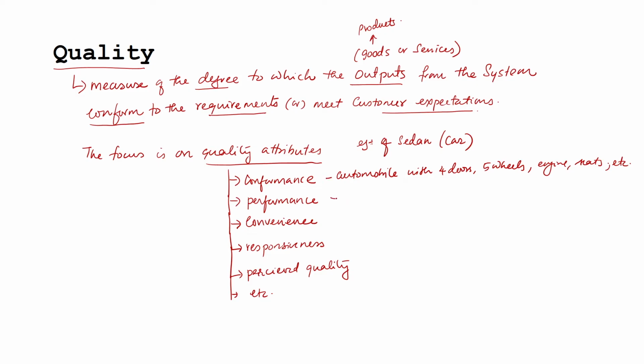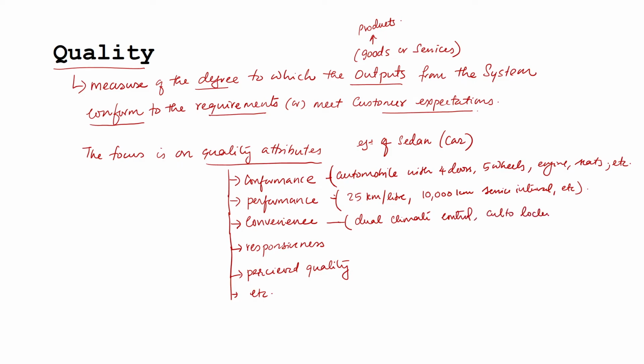Now comes the performance aspect of it. I am just going to use it as an example. Performance would be like 25 kilometer per liter of petrol, then it is also like 10,000 kilometer service interval, etc. These are some of the aspects of performance. Then comes convenience. Convenience is more like dual climate control, then auto locking, moon roof, etc. These are what we call the convenience of the vehicle.